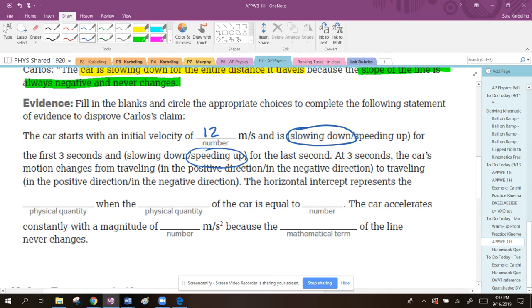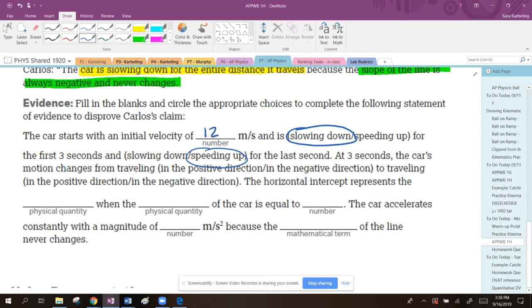So what do we say there? Did you say one? I didn't hear you. So at 3 seconds, the car's motion changes from traveling in the negative direction to traveling in the positive direction. Do you guys agree with that?